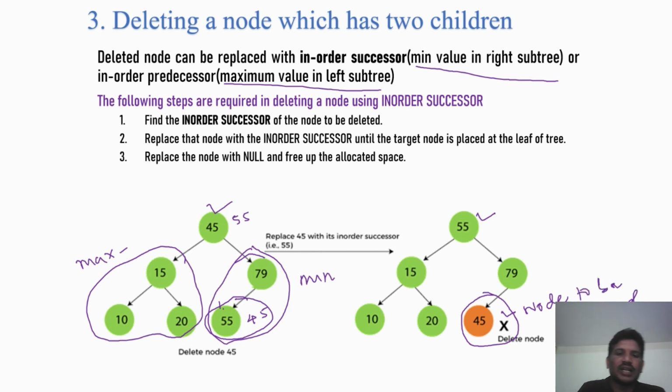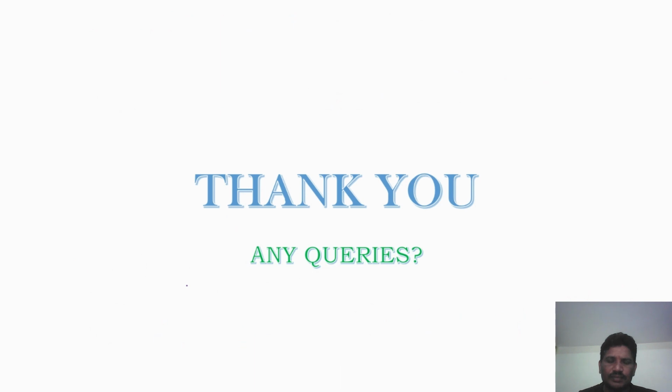Here, this is the way you can delete a node with two children. Or else, find the maximum value in the left subtree. What is the maximum value here? 20. The 20 is replaced with the 45. Then this node is to be deleted. Either you go for the first step or the second step. Got my point? You find the maximum value in the left subtree or the minimum value in the right subtree, then replace the root node with that node and delete that node. This is the way you can delete a node with two children.